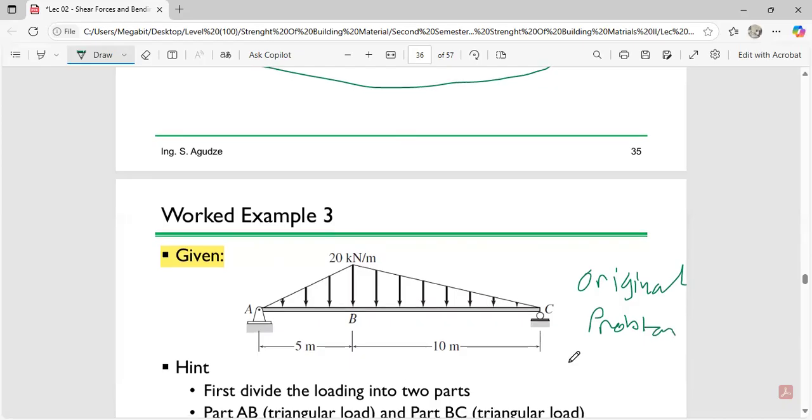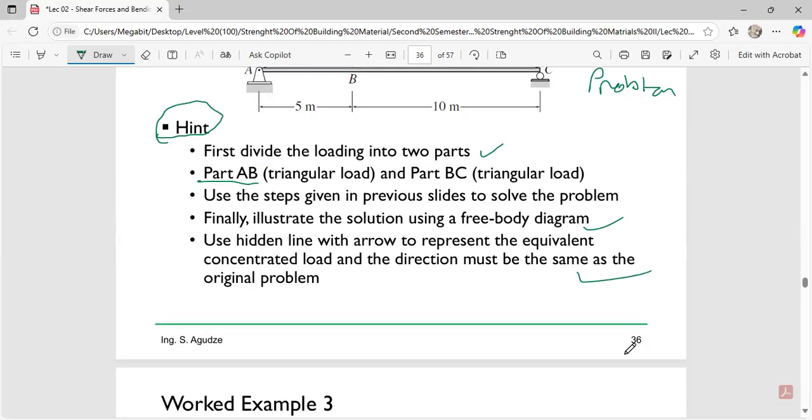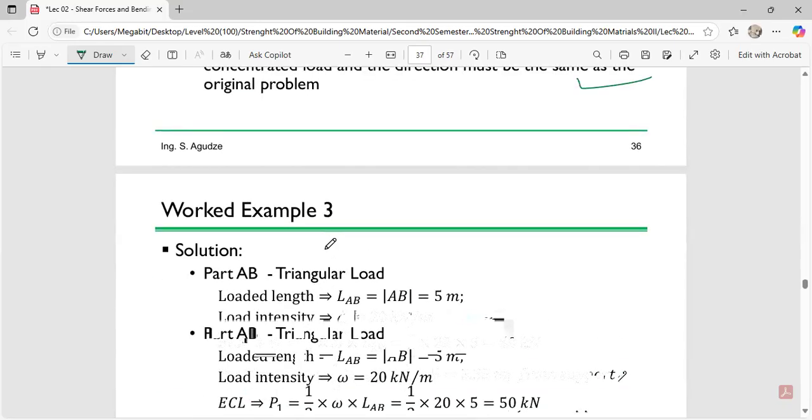Then what do you do next? This is a hint on how to solve the question. First of all, divide the loadings into two parts: part AB, a triangular load, and part BC, also a triangular load. Use the steps given in the previous slide to solve the problem. Finally, illustrate the solution using a free body diagram. Use hidden lines with arrows to represent the equivalent concentrated load, and the direction must be the same as the original problem.